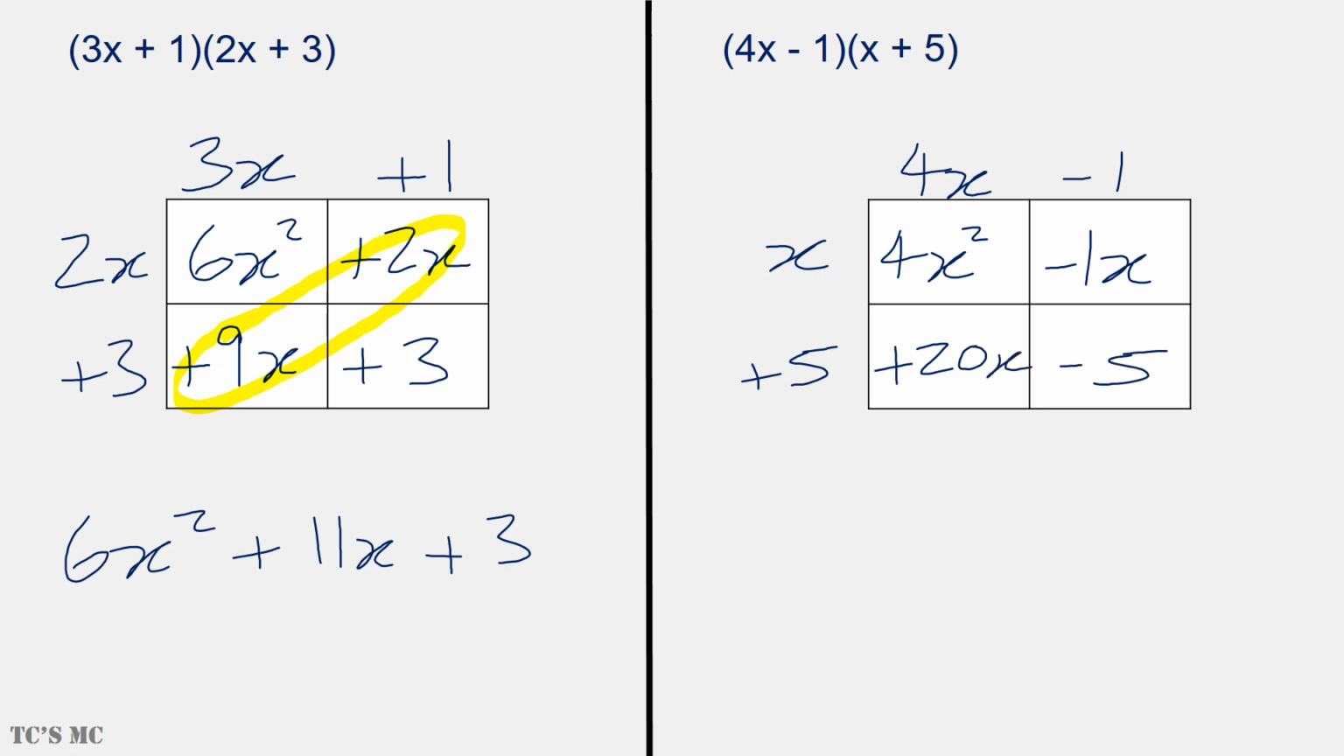Again, I want to simplify as much as I can, so this diagonal will come together and give me 4x squared plus 19x minus 5. So that's expanding using the grid method. What I want you to focus on is the diagonals. So look at this pair of diagonals and this pair. Now look at this pair and this pair. What do you notice?